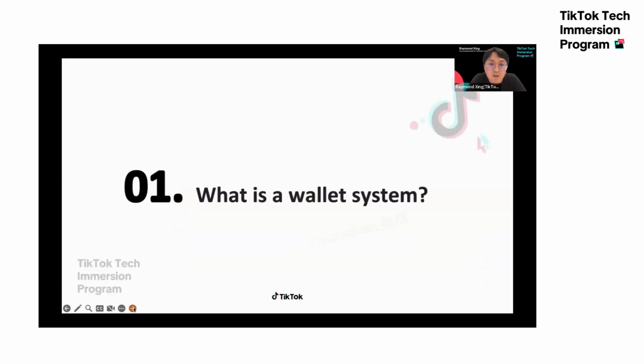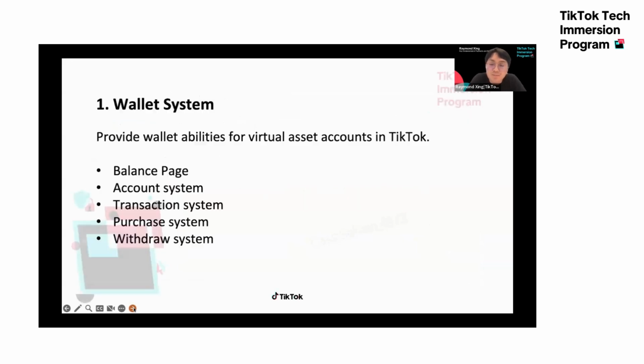Okay, next slide. So what is a wallet system? Roughly, a wallet system includes five parts. The first part is the balance page. As we all know, we need to display to the user what kind of money and what kind of scores the user is earning. Mainly the balance page displays some UI to the users, with additional information about how much money the user can earn. The next one is the account system.